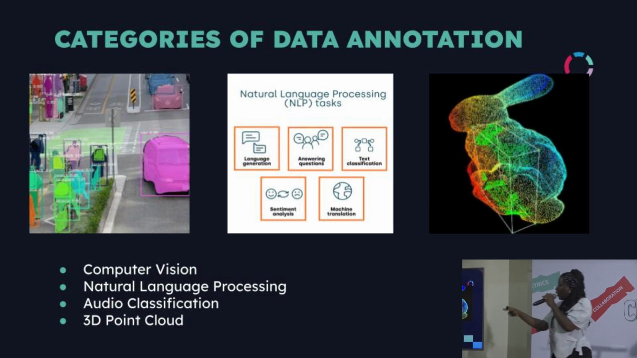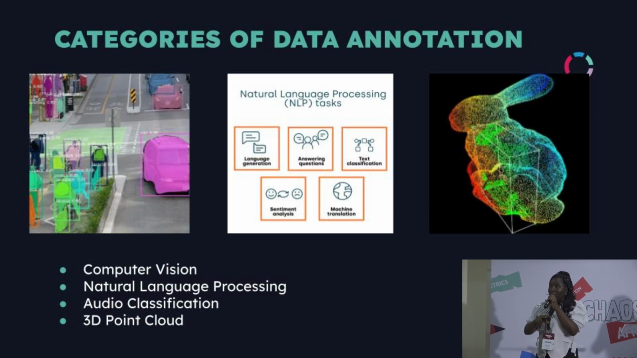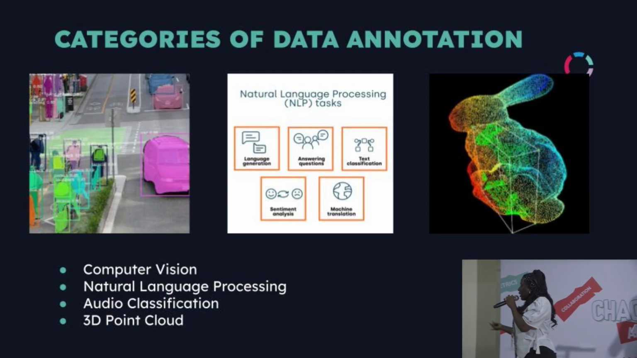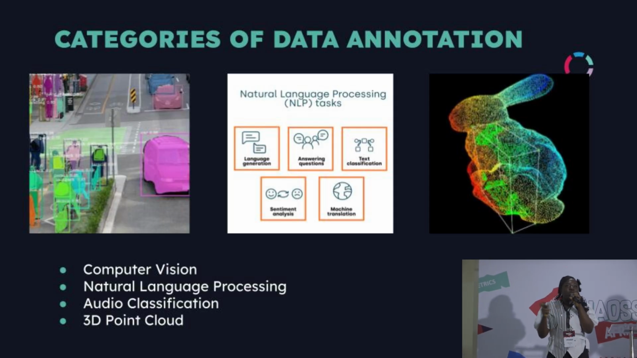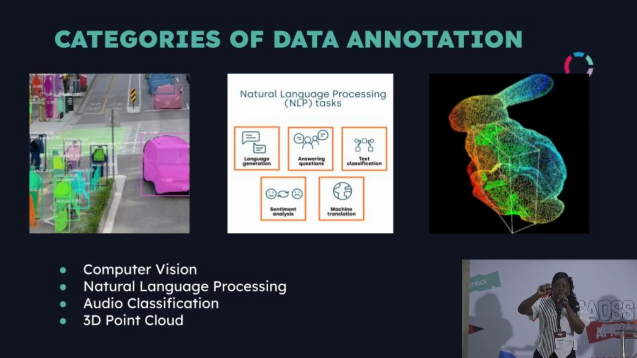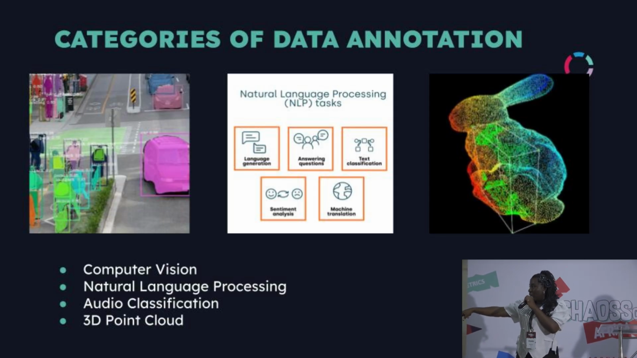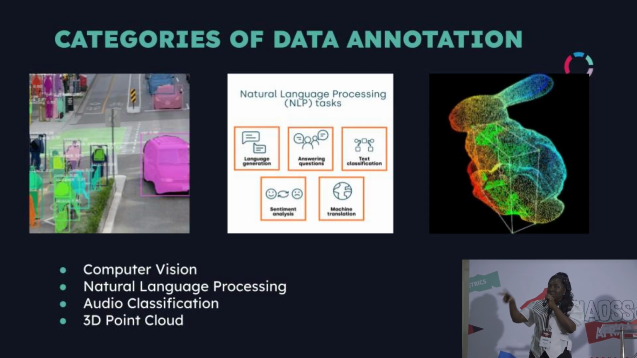Then we have natural language processing. This is purely text. It does not have anything to do with images or videos. It is just text, and that deals with translation, sentiment analysis, answering questions. When you go to ChatGPT and you say, can you generate a cover letter for the role of a data annotator, right? That is prompt engineering, and that is where natural language processing comes into play. So the AI in turn generates a cover letter for you. So that is the aspect of text.